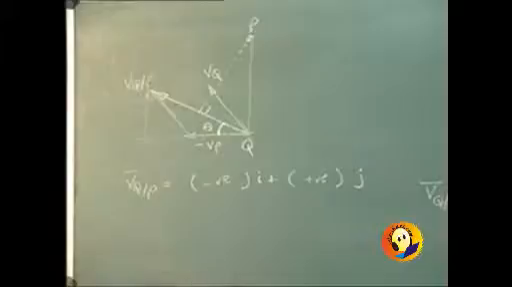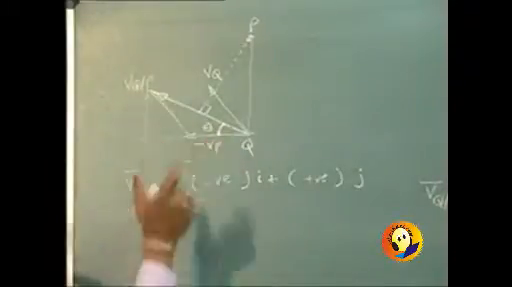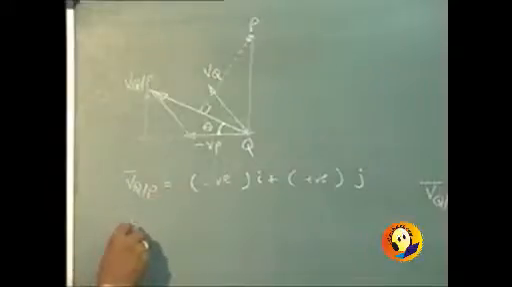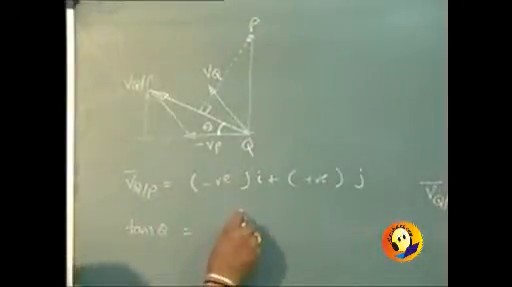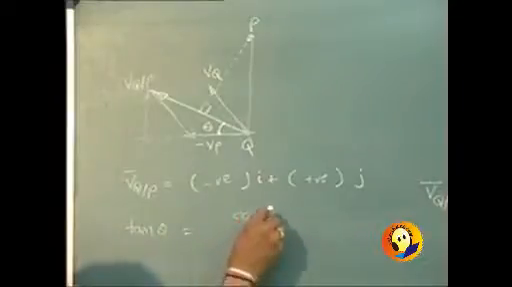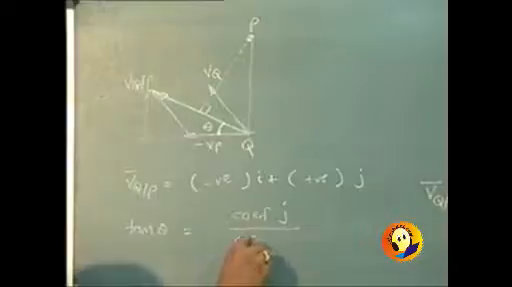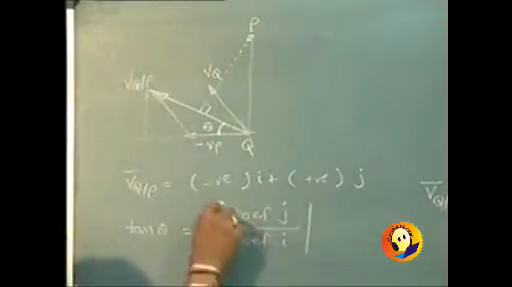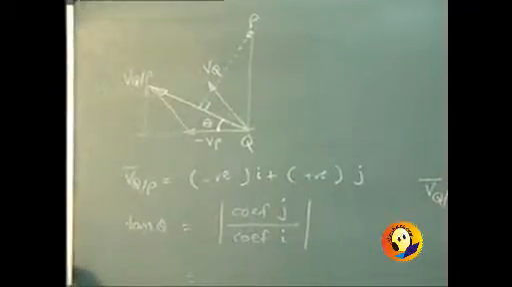Let us forget the signs and consider the heights, the distances. We can very well find that tan theta is nothing but the J component, that is the coefficient of J, upon the coefficient of I. Take the mod. So you will have the value of tan theta, and you can determine the value of theta, so many degrees.